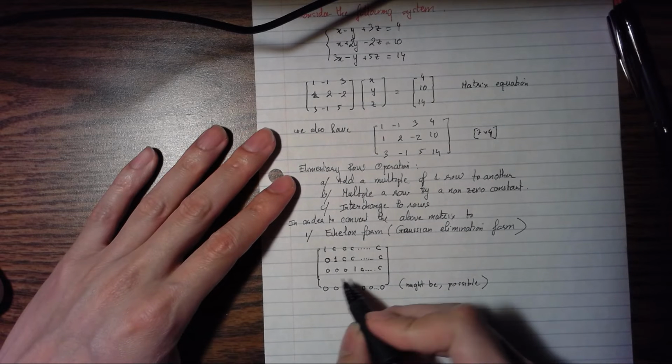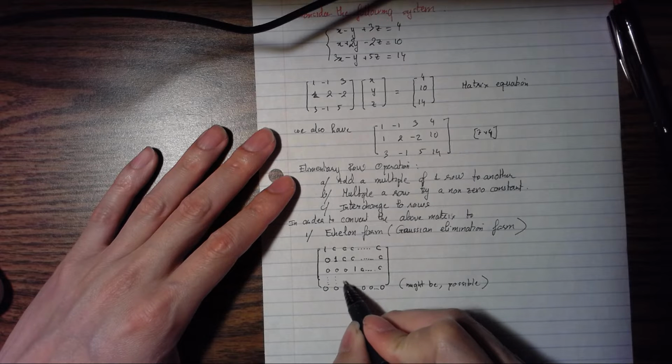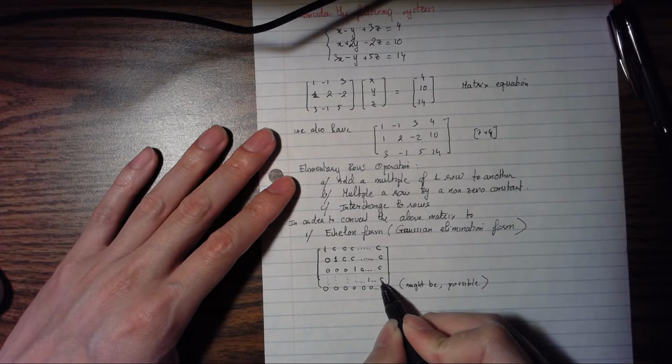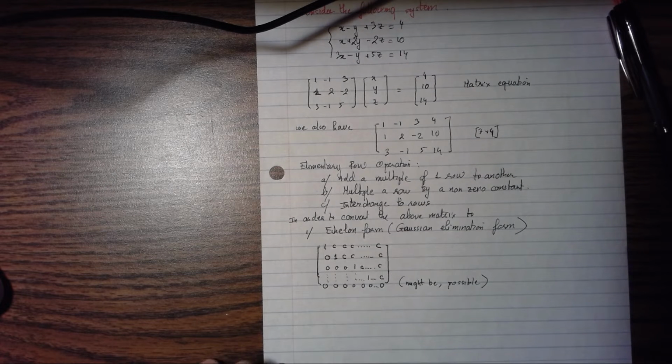For example, over here could be like this, and over here could be 1 here, and C here. It's always on the right hand side. I can give you an example really quick over here. When you go through solving systems, you know right away. But I think I can give you an example like this.